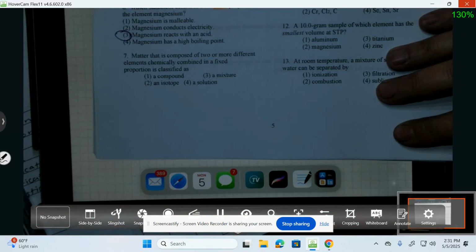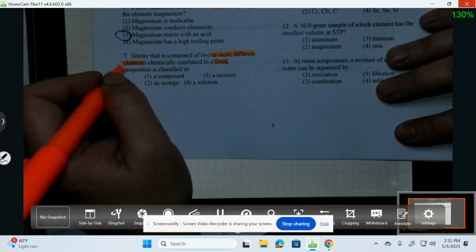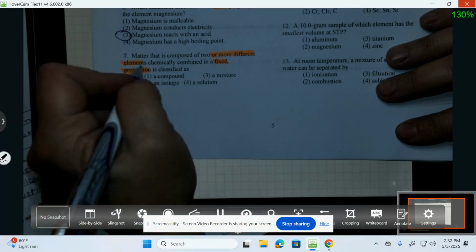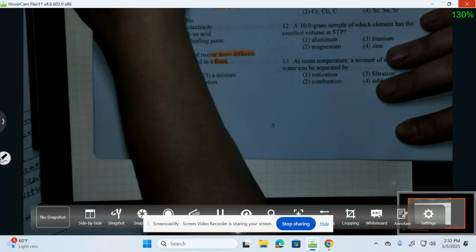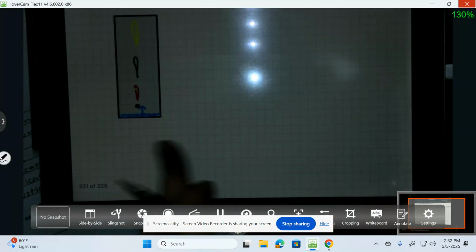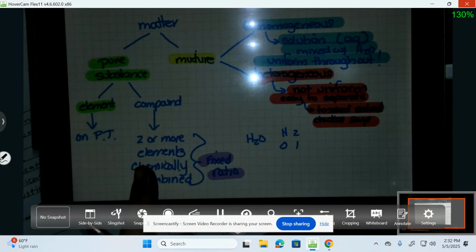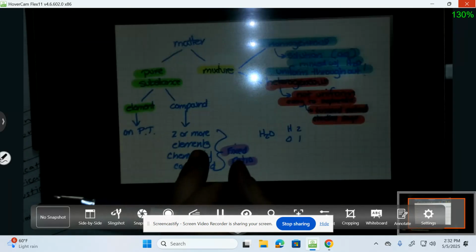All right, what are the most important words in this question number 7? Two or more different elements. What else? Fixed proportion. Okay, if it's in a fixed proportion, then what is it? Compound. Mixtures vary in ratio. Compounds have fixed proportions. Compound, fixed ratio, mixtures.